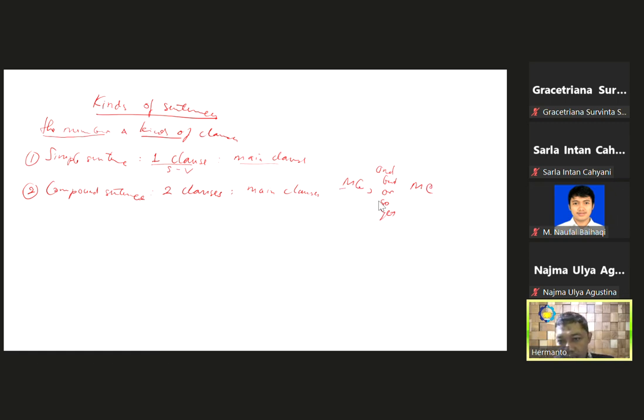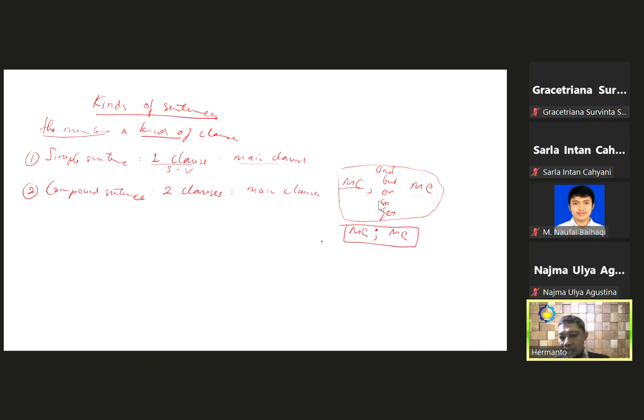You make a clause, there is a comma, there is a coordinating conjunction: and, but, or, so, yet, another main clause. And this is a compound sentence. Sometimes a compound sentence is a main clause, only a semicolon, and a main clause. It's also a compound sentence. Not a comma, but a semicolon.